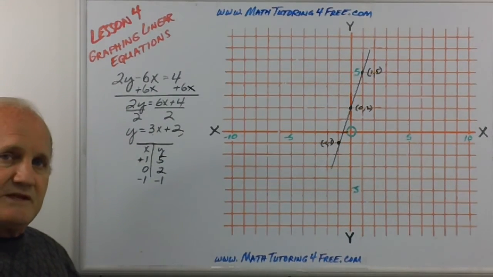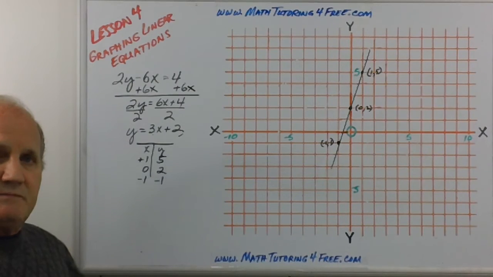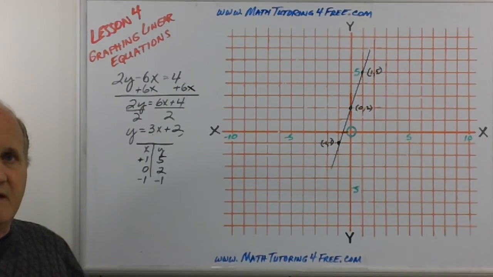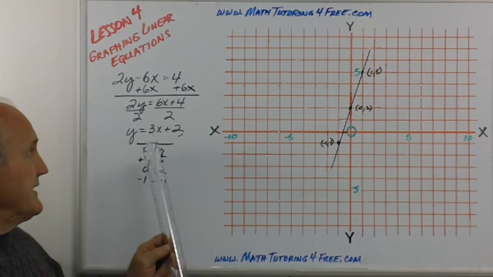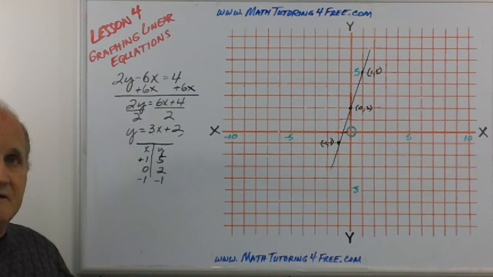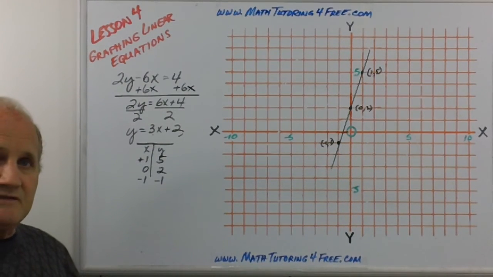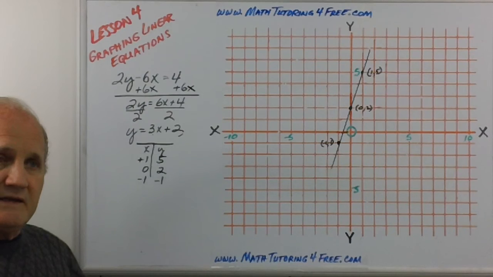The slope is the steepness of the line, and we're going to find out that the coefficient of x is the definition of that slope. We'll do that in the next lesson.